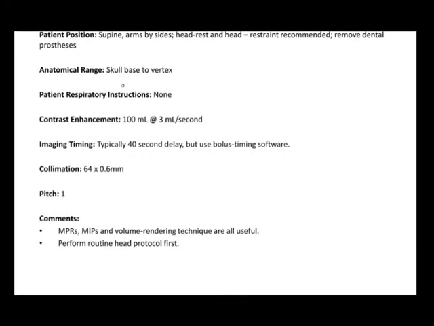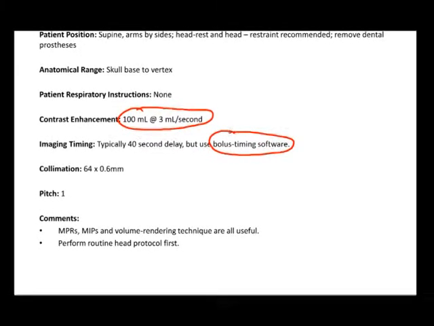The patient is not going to have any respiratory instructions, but we are going to utilize contrast. And notice we're going to use 100 milliliters at 3 milliliters per second so that we get an adequate bolus and a flush here. Image timing is going to be 40 seconds. However, many times we utilize bolus timing software so that we can ensure that we get a consistent scan protocol each and every time.